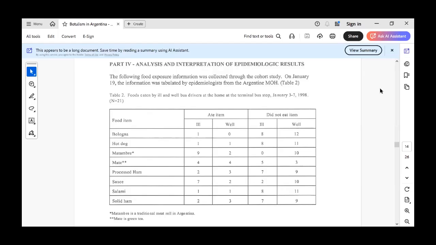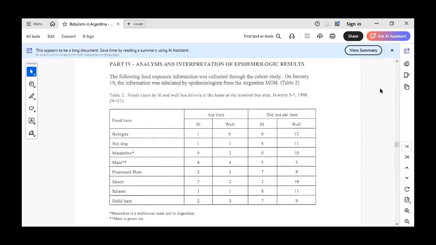What about solid ham? So that's 40% for persons who eat solid ham, 2/5. And for those who did not eat solid ham, that's 43%, 7/16. So the relative risk was 0.91, and the p-value was 1. You see the attack rates look similar in both groups.